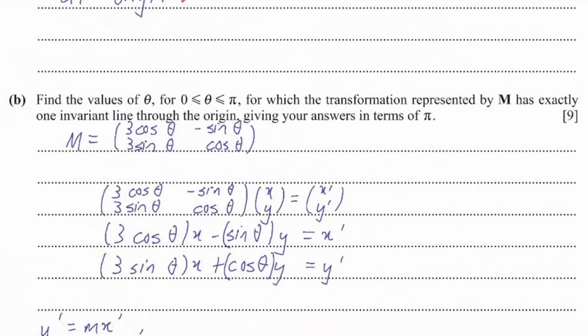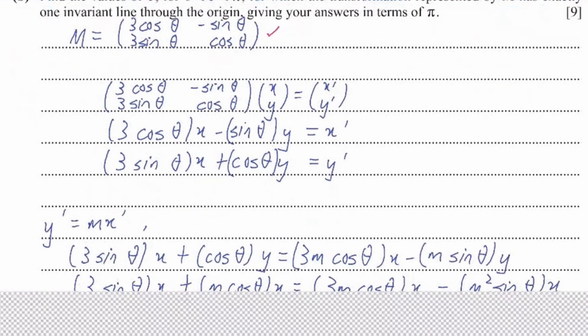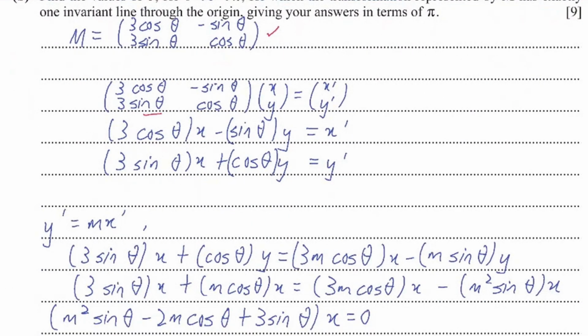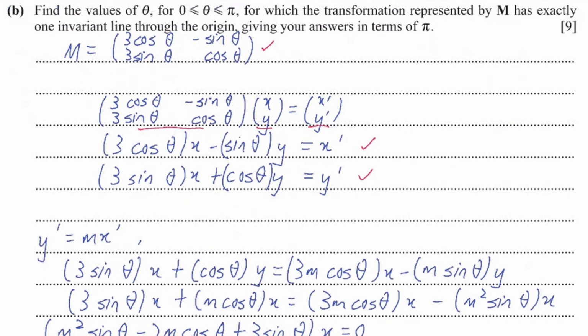Part B, find the value of theta for which the transformation represented by M has exactly one invariant line through the origin, giving your answer in terms of pi. Okay, before we can find the invariant line, we need to expand M first. So just expand it, and then this is what we get. Later on, we proceed to find the invariant line. So as usual, we use the matrix, multiply by x y, then we get x prime, y prime. We are getting two equations from there. And now we relate them.